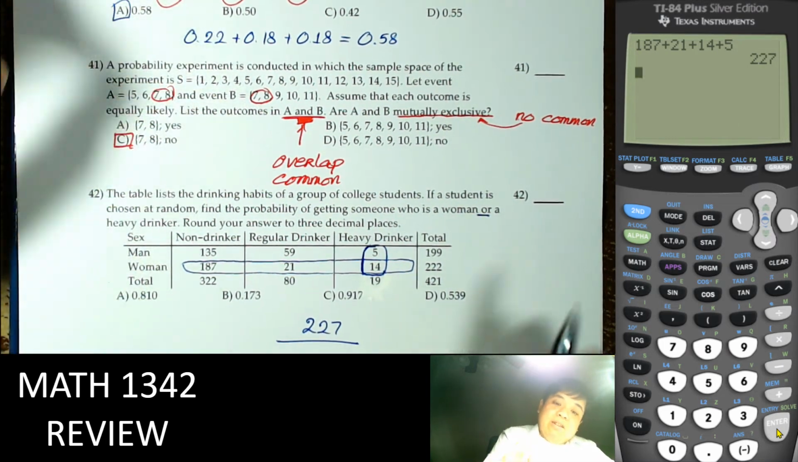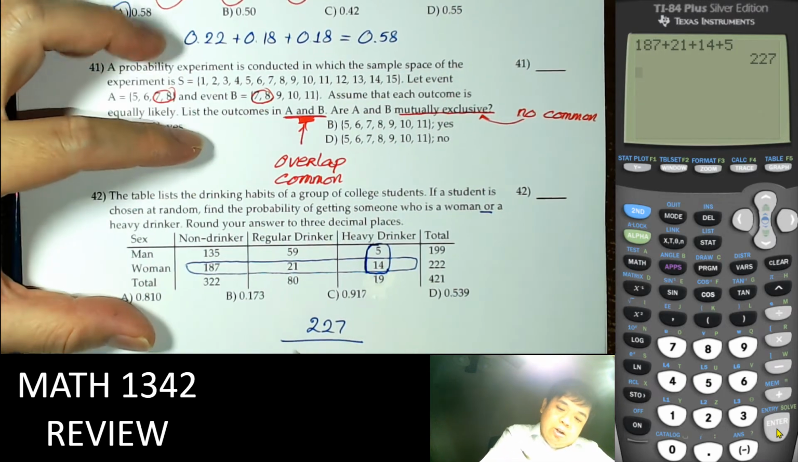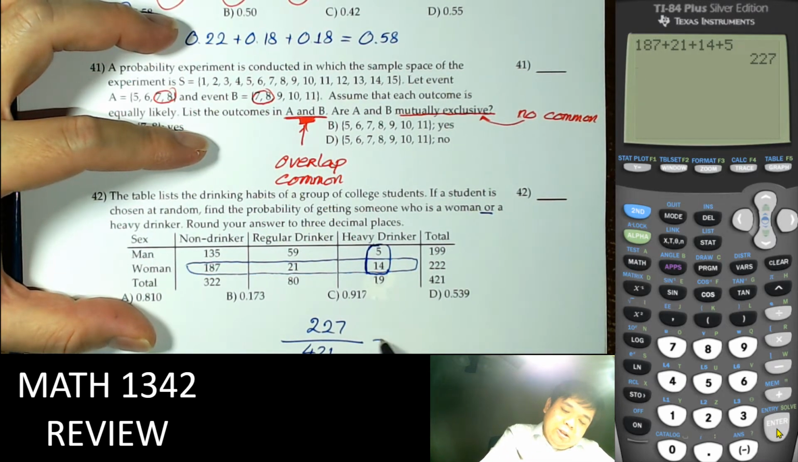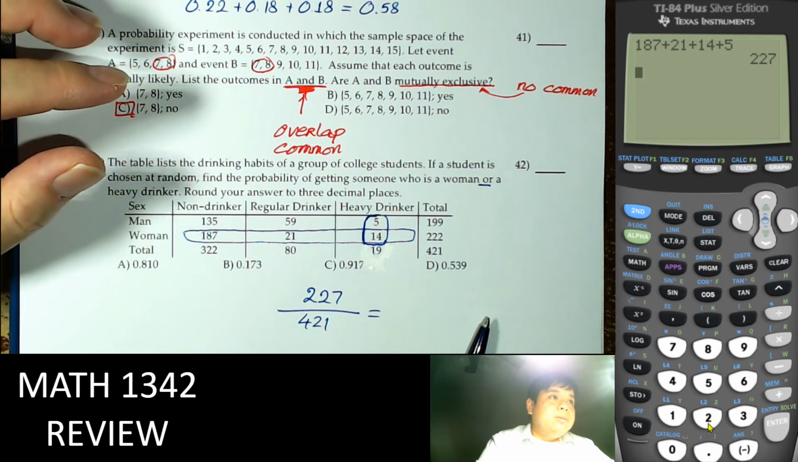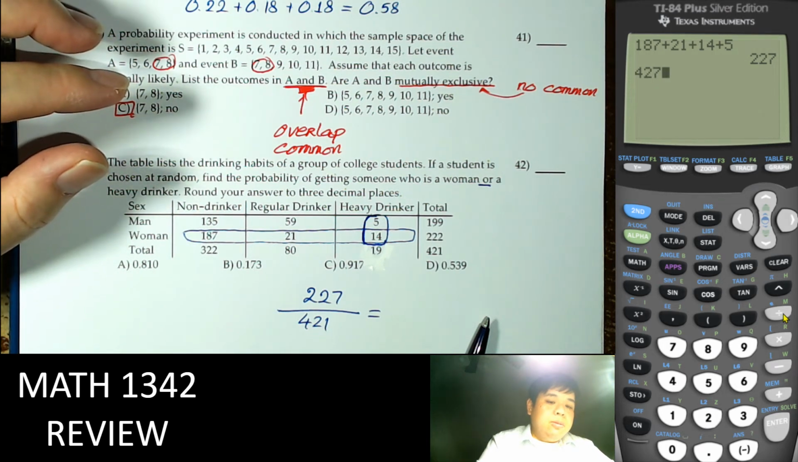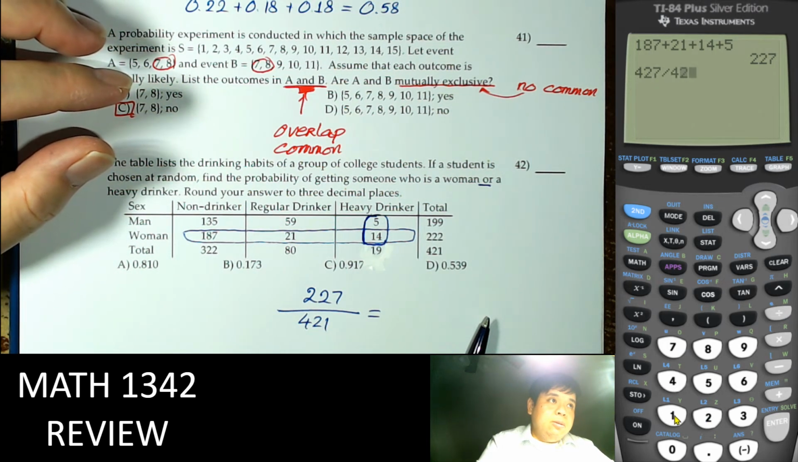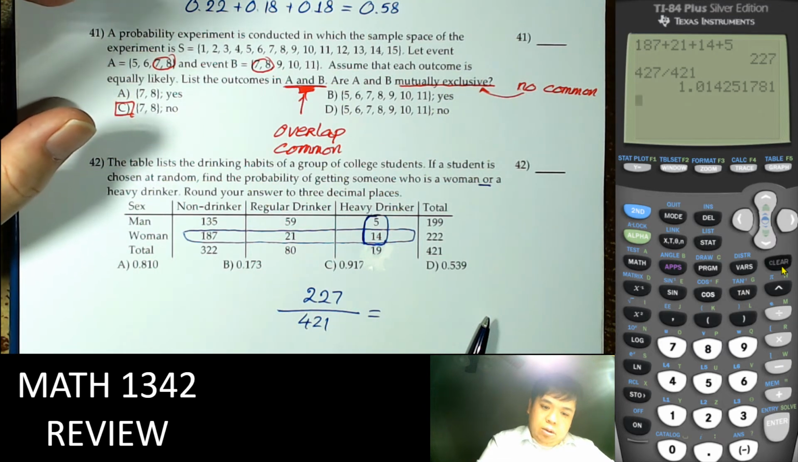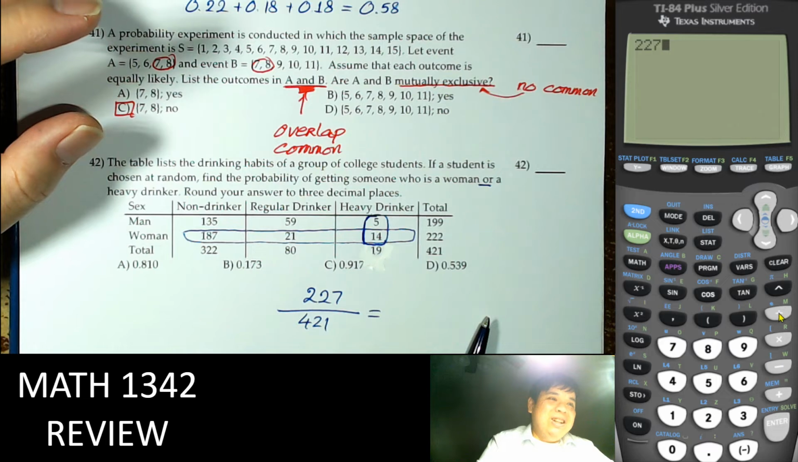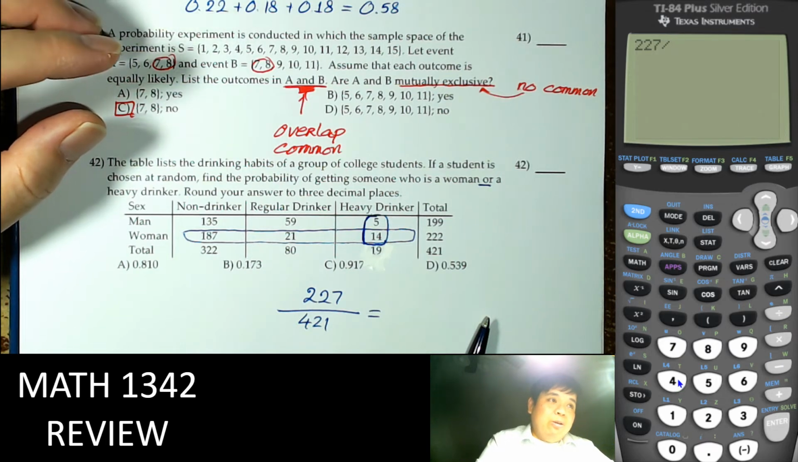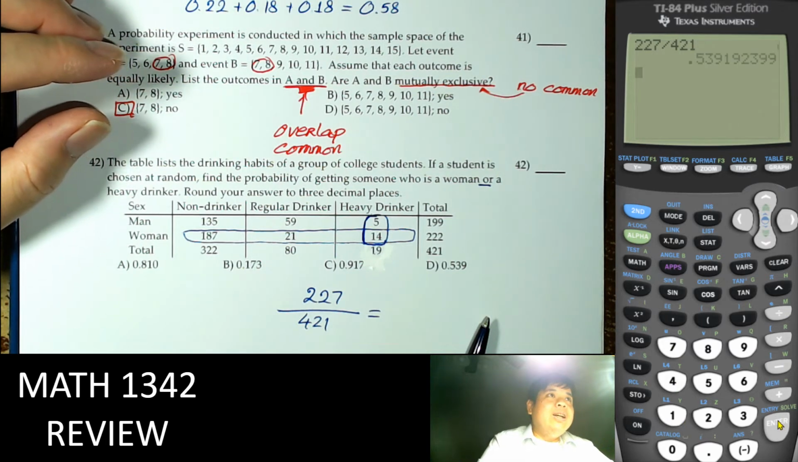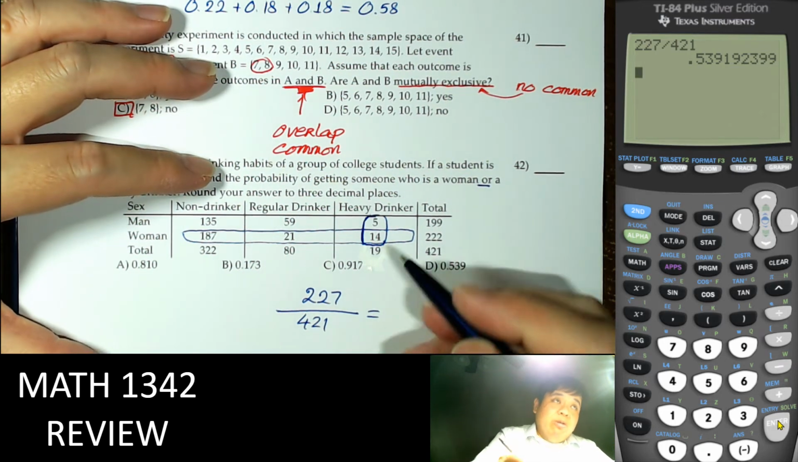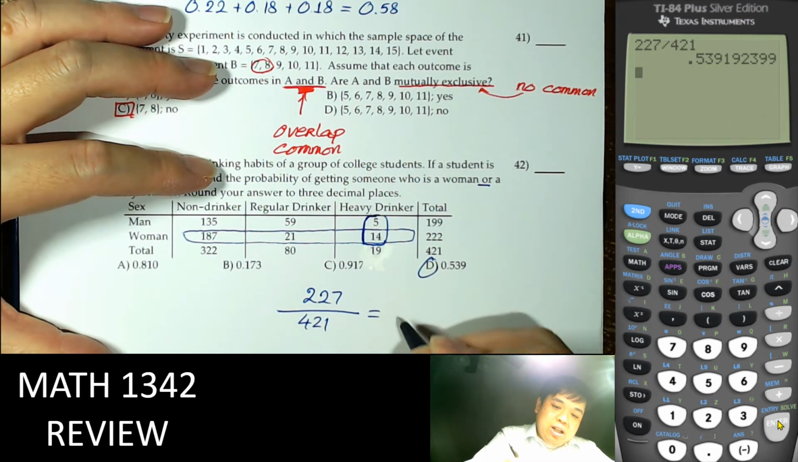So how many do we have in that event over the total? Sorry, I had the wrong one. 227 divided by 421. Right, and of course we convert to percentage, or we just give the decimal.